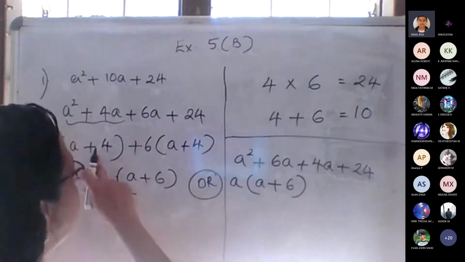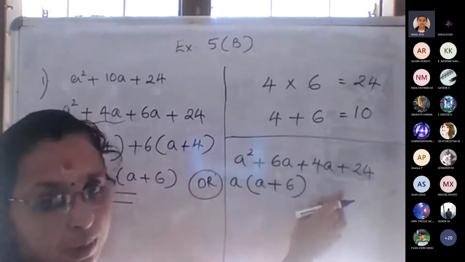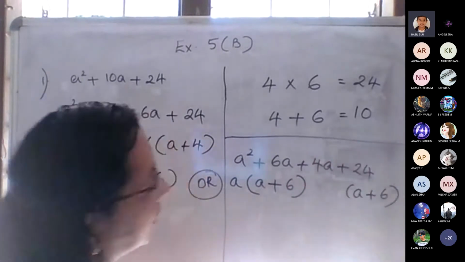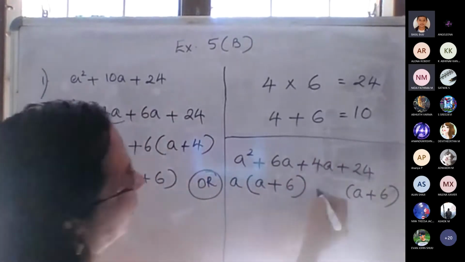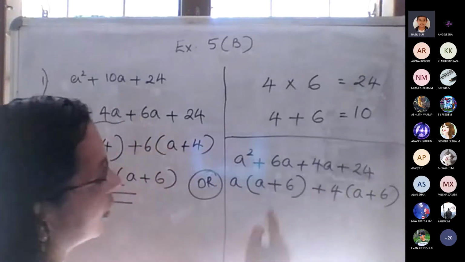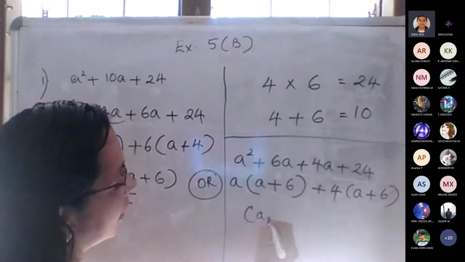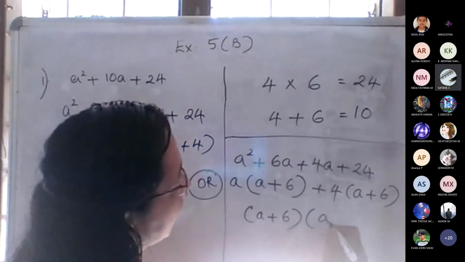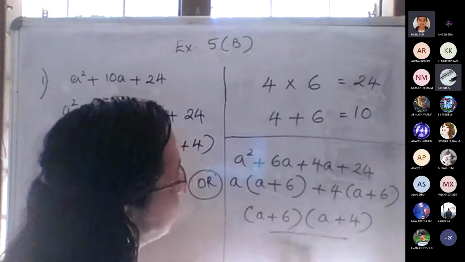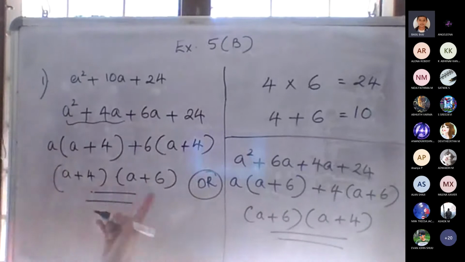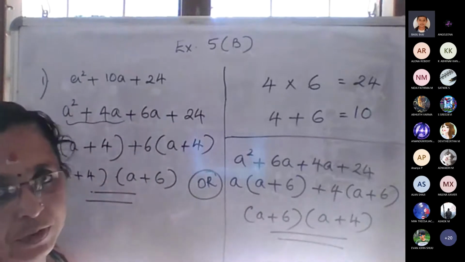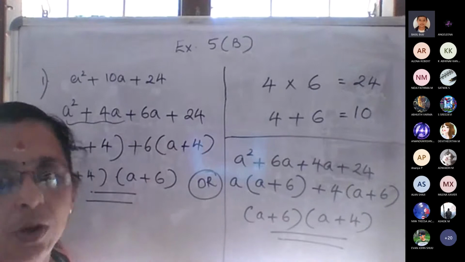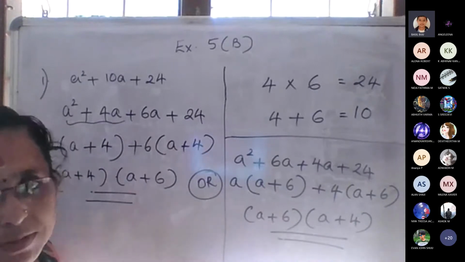So what we want to do? Same as a plus 4, we have to think about a plus 6. That same a plus 6, if you write plus 4 here, plus 4. Then from these two, which one is common? A plus 6 is common, and a plus 4. Look at that. A plus 6 into a plus 4 is the same as a plus 4 into a plus 6. Both are the same, no? So you will get the last answer same. Either you can write a plus 6 into a plus 4 or a plus 4 into a plus 6.